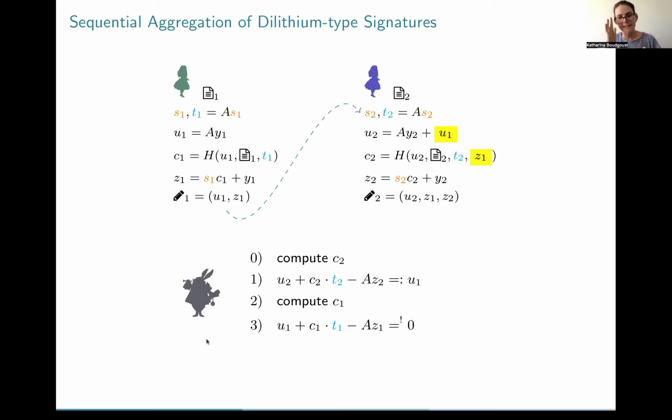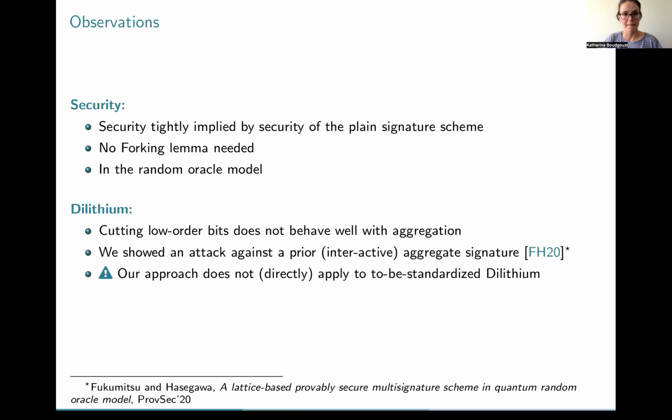So I've only detailed it out now for two, but you can just continue doing this for many more. And the observation is that, well, I'm just sketching it. I'm not really explaining how we proved it, but the security of the sequential aggregate signature scheme is tightly implied by the underlying signature scheme, where you would stop after one signature. We don't need any forking lemma, but we are in the random oracle model.